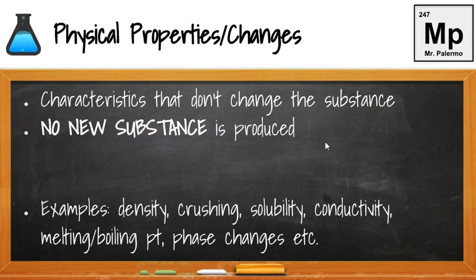Some examples of a physical property or a resulting physical change: density, crushing, ripping, breaking, solubility, conductivity in terms of electricity or heat, the melting point or boiling point, any phase change going from a solid to a liquid to a gas. No new substance is being produced. It's still the same substance. For example, if you have water in the solid form as ice, and then you melt it to make it liquid, it's still H2O. It's still water.